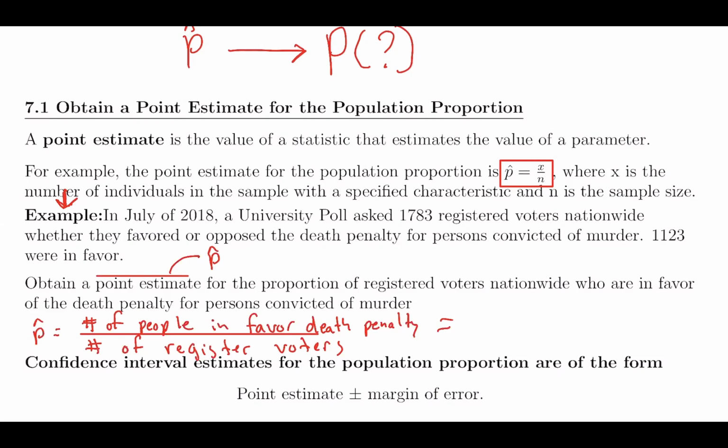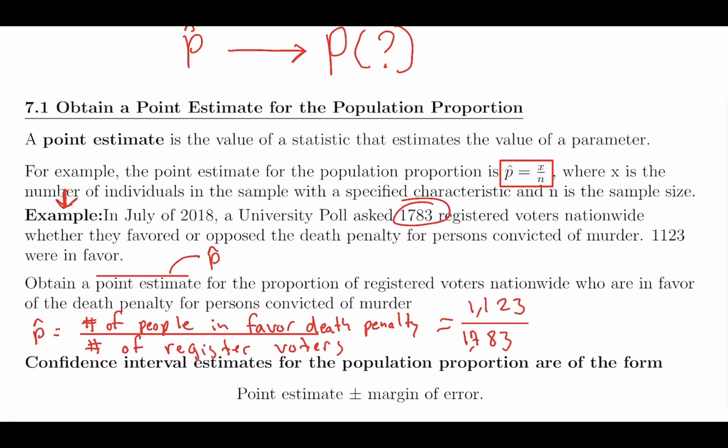How many people said they were in favor of the death penalty? If you want, you can type it into the chat or just yell it out. Cool, thanks Elizabeth. So 1,123. And what's our sample size? The sample size is how many people they asked. So it's 1,783.